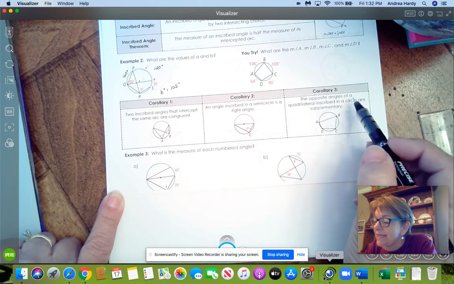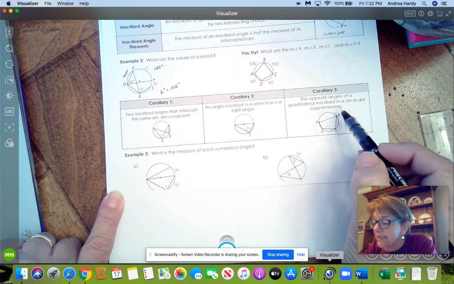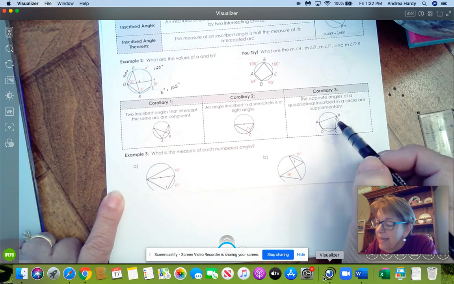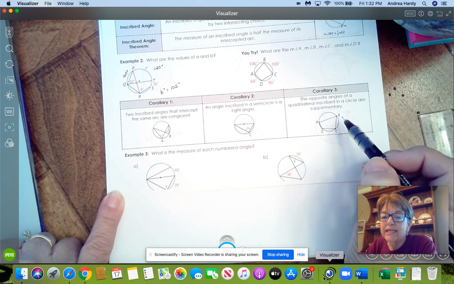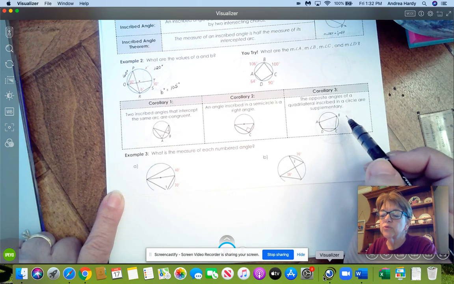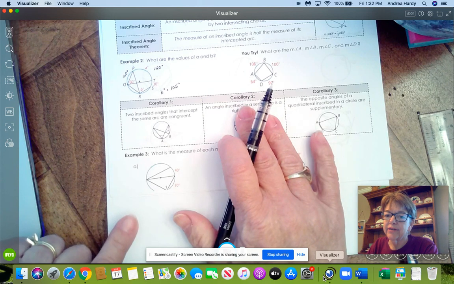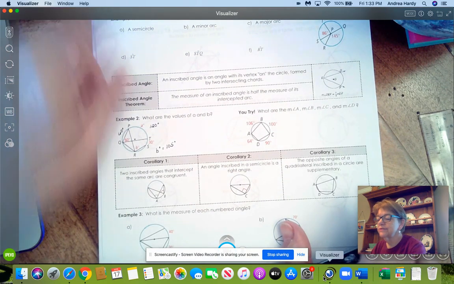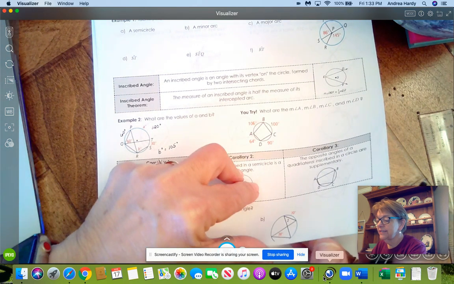And the opposite angles of a quadrilateral inscribed in a circle are supplementary. So D and B are going to be supplementary. And if you remember, supplementary means they're going to add up to be 180 degrees. Okay? Supplementary angles are two angles that add up to be 180 degrees.